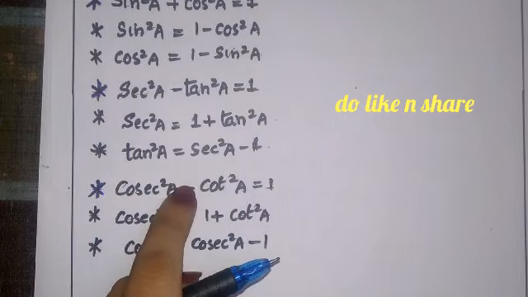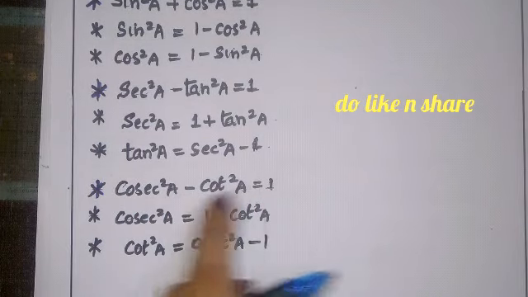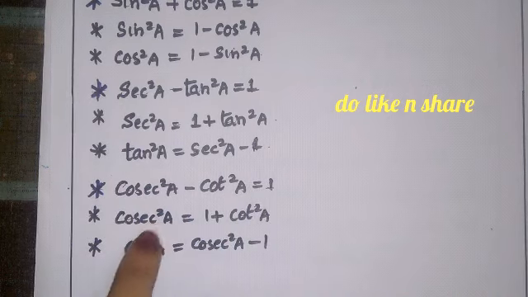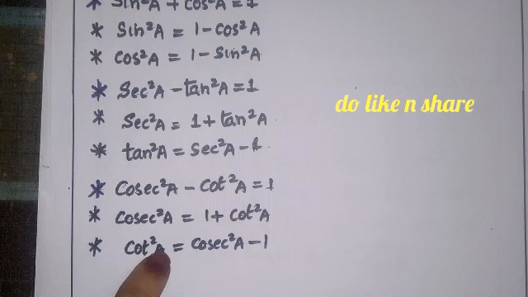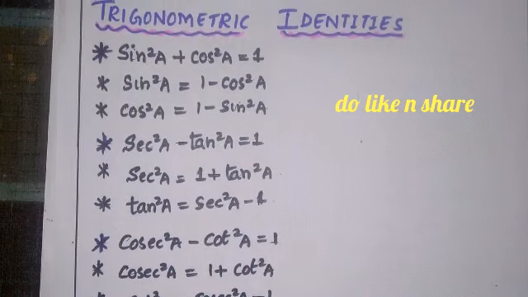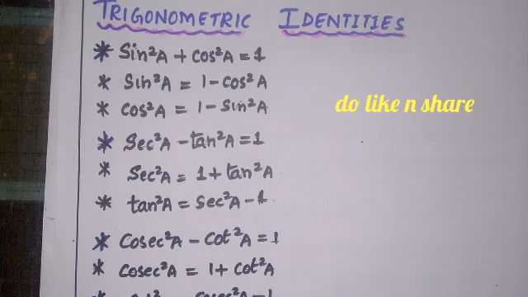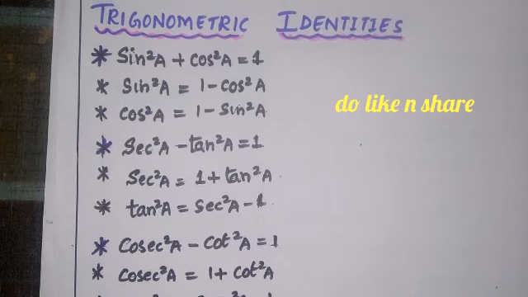Cosec square A minus cot square A is 1. This is the value for these two, 1. Cosec square A is 1 plus cot square A, and cot square A is cosec square A minus 1. All these formulas are very important, so you should be perfect in all of them.